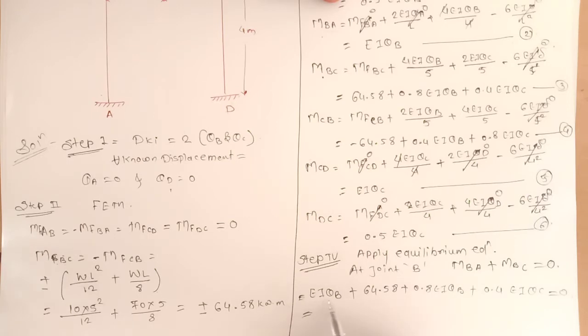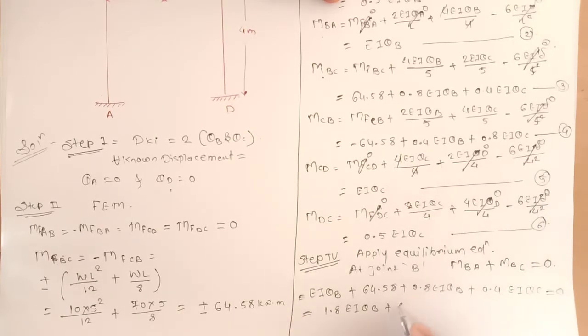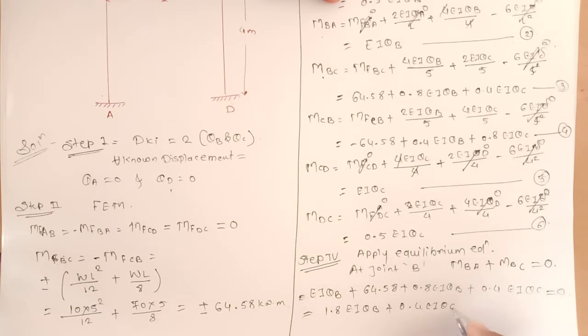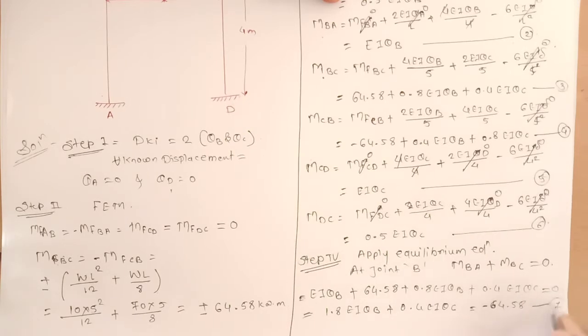Here EI theta B plus 0.8 EI theta B is nothing but 1.8 EI theta B, plus 0.4 EI theta C is equal to minus 64.58. This is equation number 7.